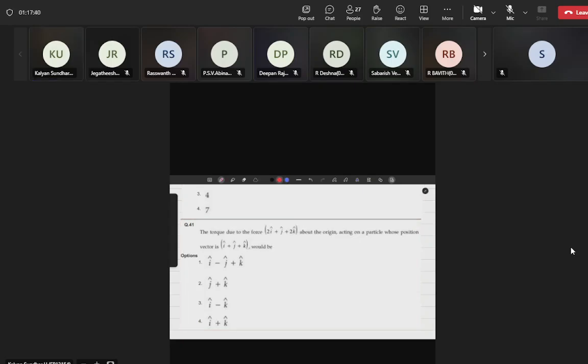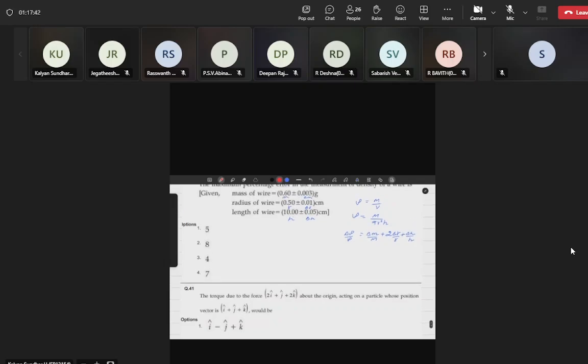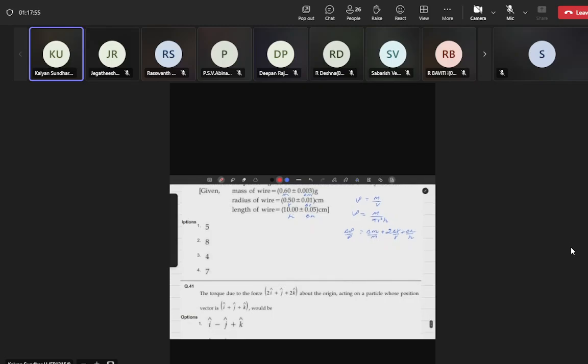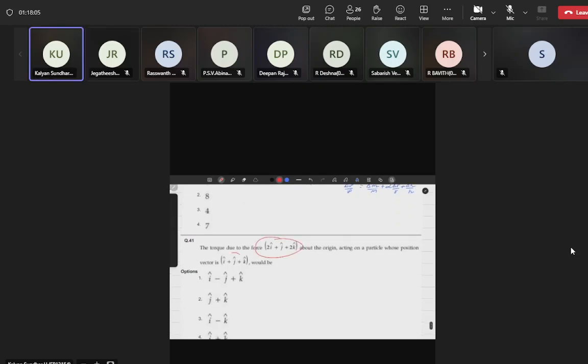This question, sir. Torque due to the force has been given this much. Whose position vector would be this? They are asking what the position vector will be. So torque due to the force acting on a particle whose position vector would be. So they are asking about torque. In the given vectors, this is your force and this is your displacement. What is the formula for torque? R cross F always. Right? R cross F. You have to take the cross product.